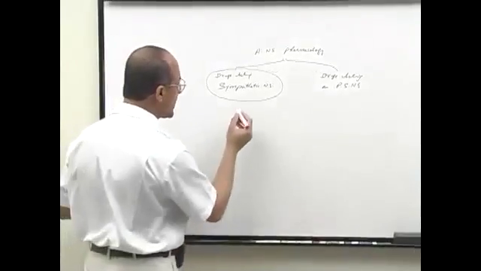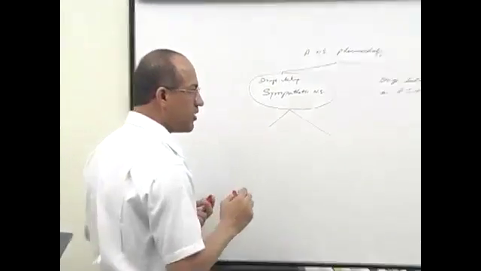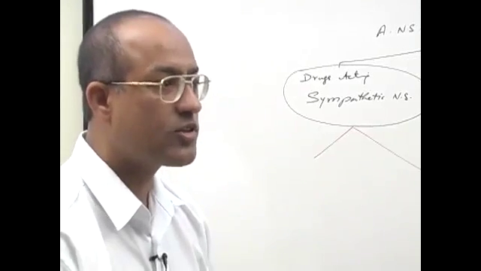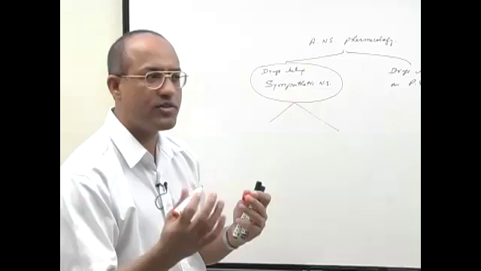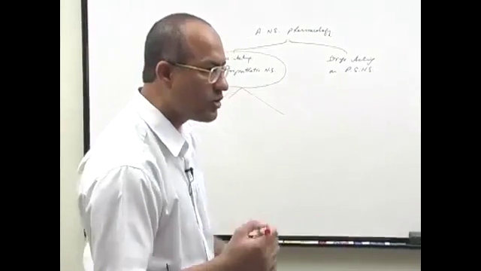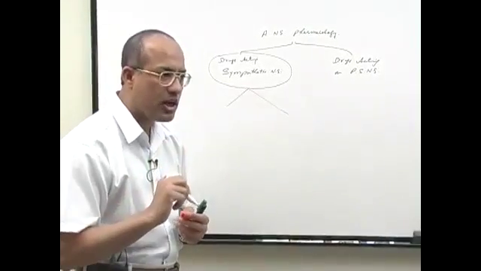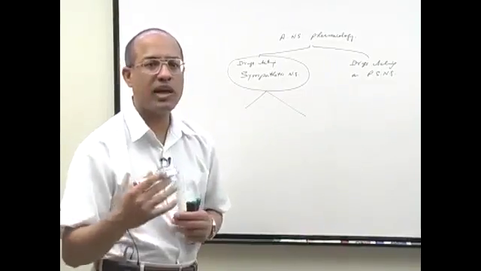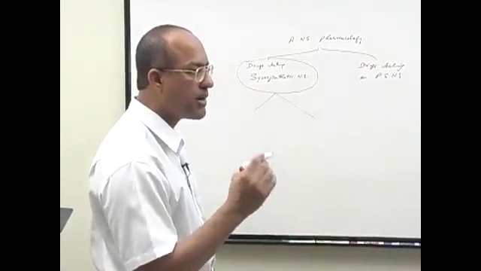Again, the drugs which act on sympathetic nervous system are divided into two: drugs which mimic the action of sympathetic nervous system. Drugs which mimic mean the drugs which produce action similar to activation of sympathetic nervous system. So those drugs which increase sympathetic activity in our body, or those drugs which produce such effect in our body which is similar to the sympathetic activation, those drugs are called sympathomimetic drugs.